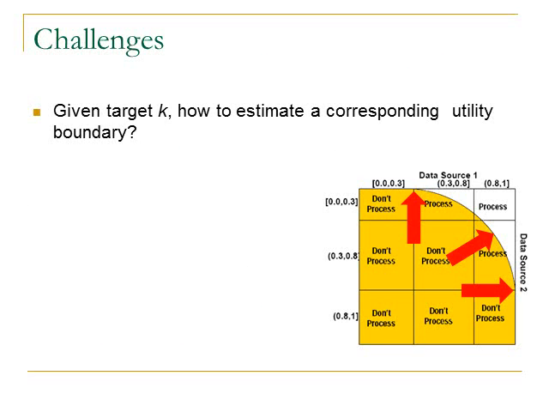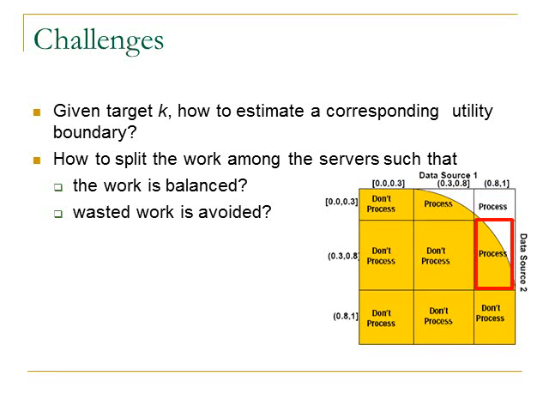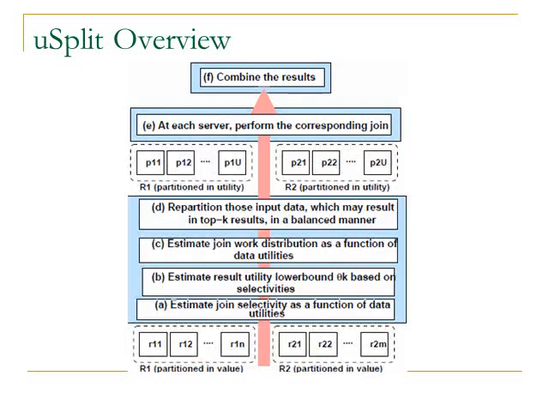This ensures that only the data with the higher utility and the possibility to be in the top K will be accessed. We also need to split the work among the servers such that the work is balanced. As seen before, we don't want one server to do most of the work and the others do only a partial amount of the work. And there will be some servers which will have some data that will be below the corresponding utility boundary. So this needs to be avoided in such a way that the server only accesses the data above the boundary. The above figure shows the steps of the join process.